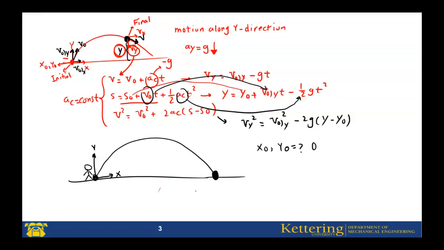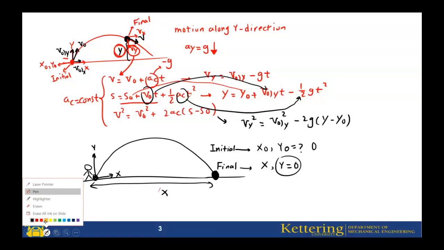When the ball hits the ground and I measure this distance as X, X will be X, but Y will be 0. Why? Because it hits the ground, and based on this coordinate, Y will be 0. This is for the initial coordinate, and these are for the final coordinate.